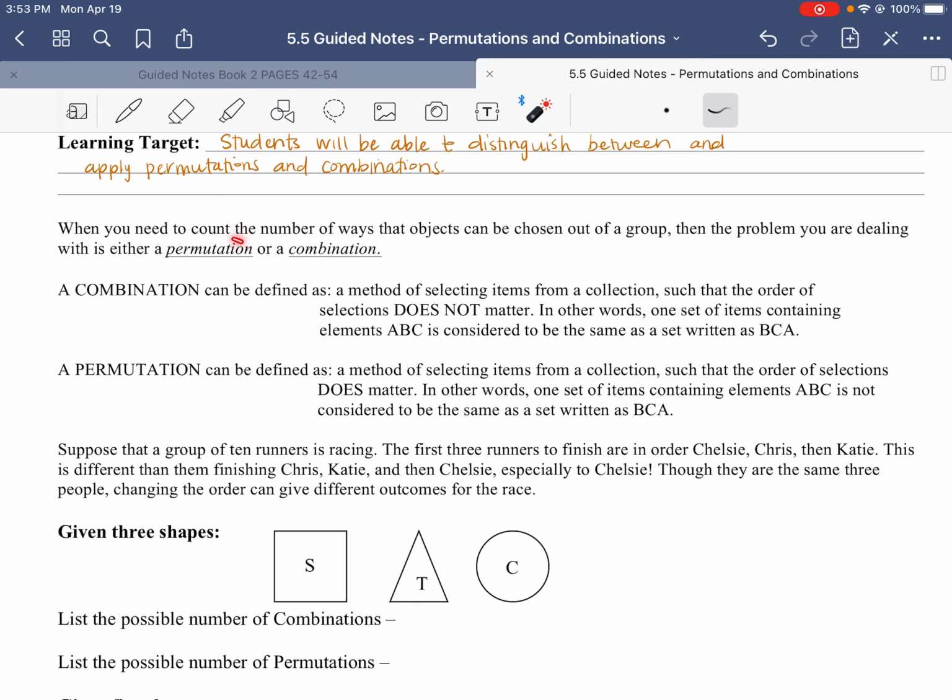So this is what we're talking about when we talk about permutations and combinations. It says when you need to count the number of ways that objects can be chosen out of a group, then the problem you are dealing with is either a permutation or a combination.